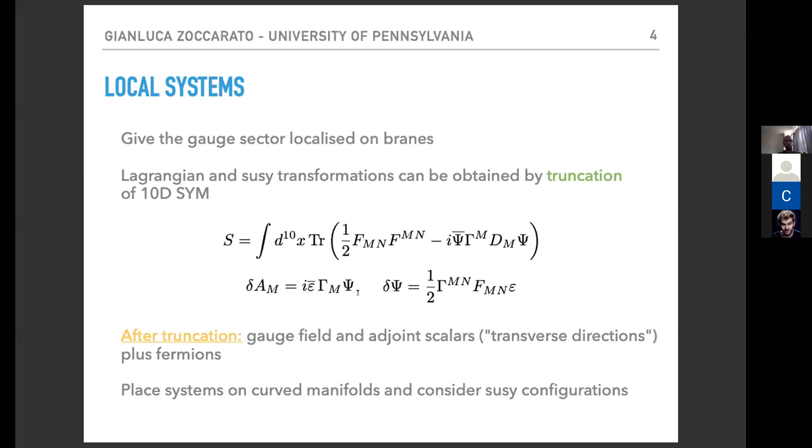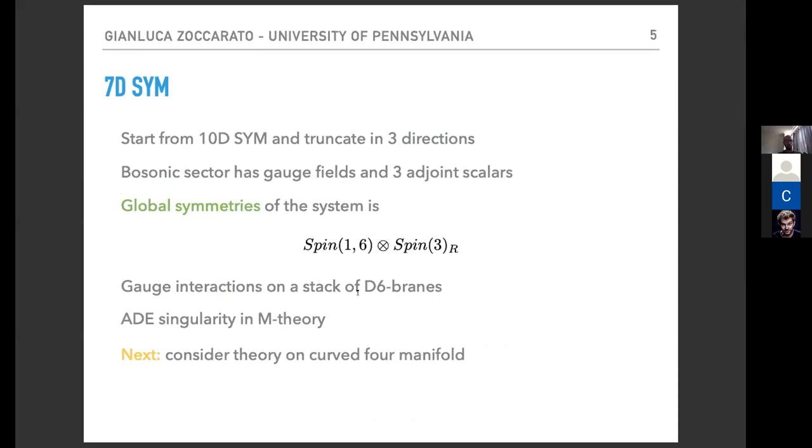So the starting point is seven-dimensional super Yang-Mills. So how do you obtain it? You start from 10-dimensional super Yang-Mills and truncate three directions. The bosonic sector consists of gauge fields and three adjoint scalars. There are global symmetries of the system. One is simply the Lorentz group in seven dimensions. And then you have an R symmetry, which is nothing but the rotation group in the transverse directions where you perform the truncation. This controls the gauge interaction on a stack of D6 branes.